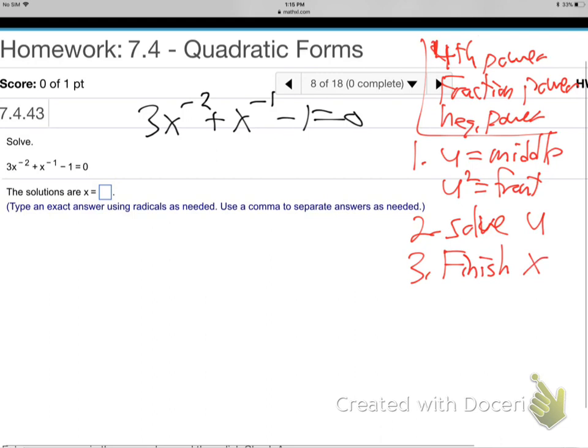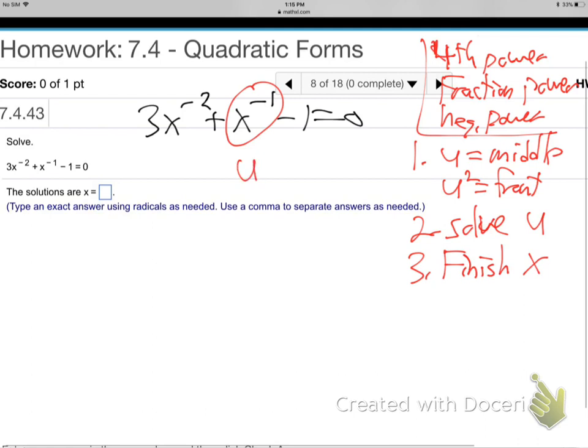So when you see negative powers or fractional powers or really high powers like fourth power, that's when you recognize it, because it'll be hard to recognize. This is all on exam 5, our last exam other than the final. And then you let u be the middle. Right there in the middle, that's going to be u. It's always the middle. u is always going to take the place of the middle.